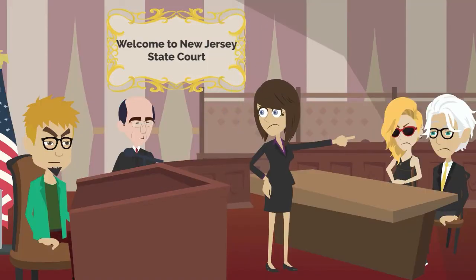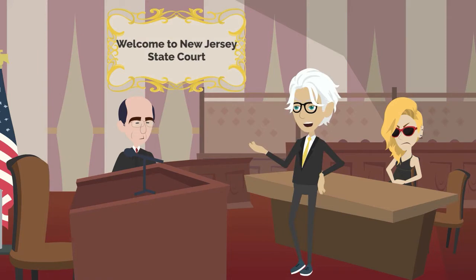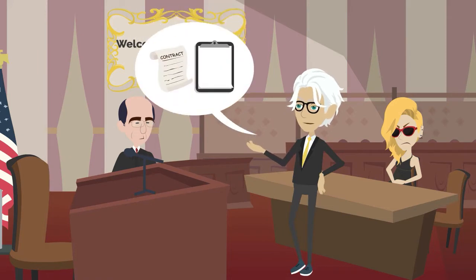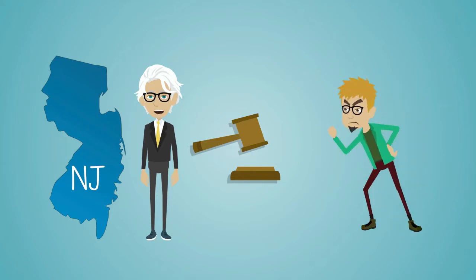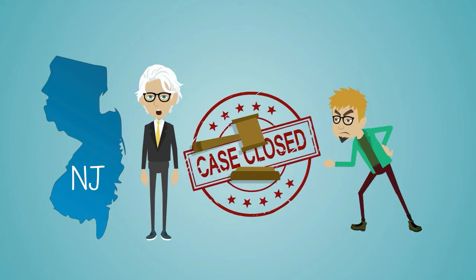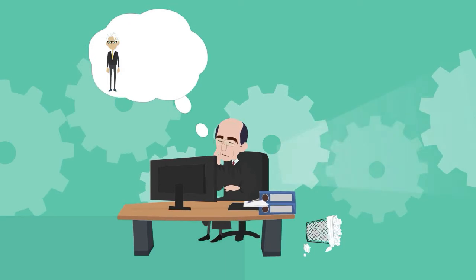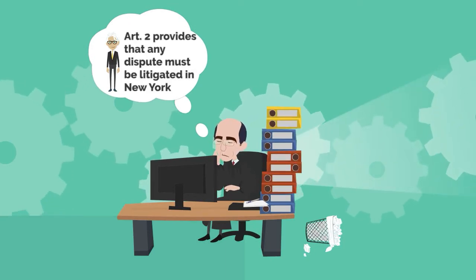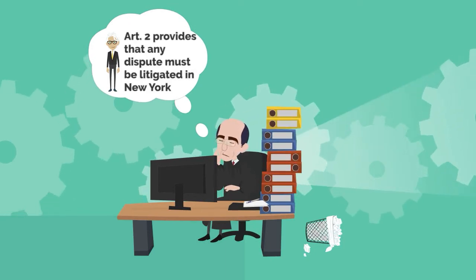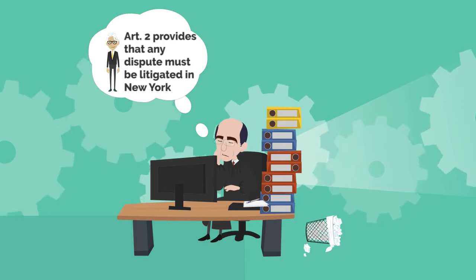So let's say we have Debbie, who's being sued in New Jersey State Court for breaching a contract. But her lawyer argues that the case does not belong in New Jersey because Article 2 of the contract says any litigation arising out of the contract must be brought in New York. So he files a motion to dismiss the case, and in his motion papers he argues that Article 2 of the contract provides that any dispute arising out of the contract must be litigated in New York.